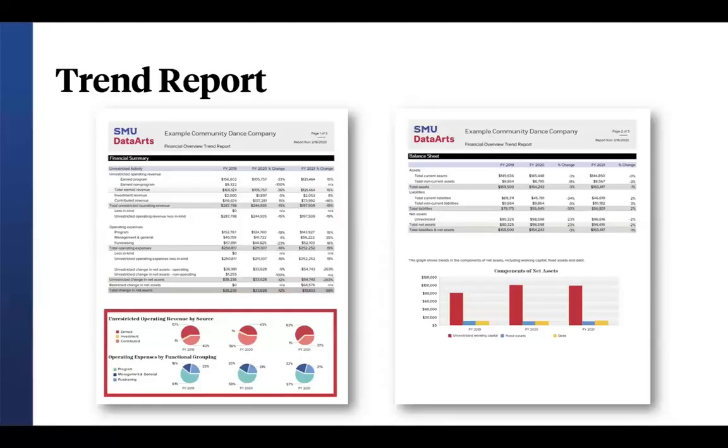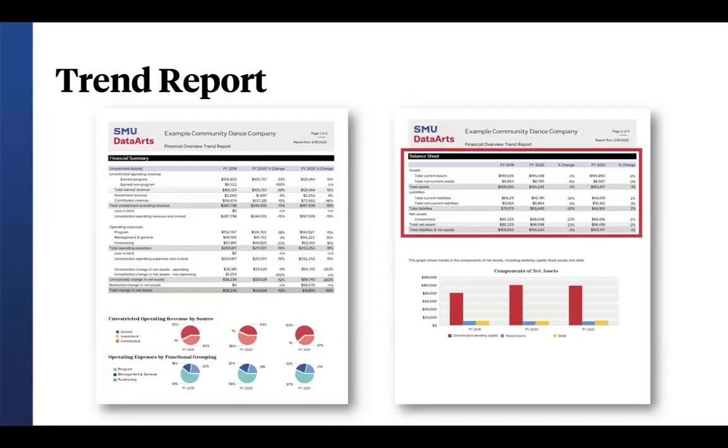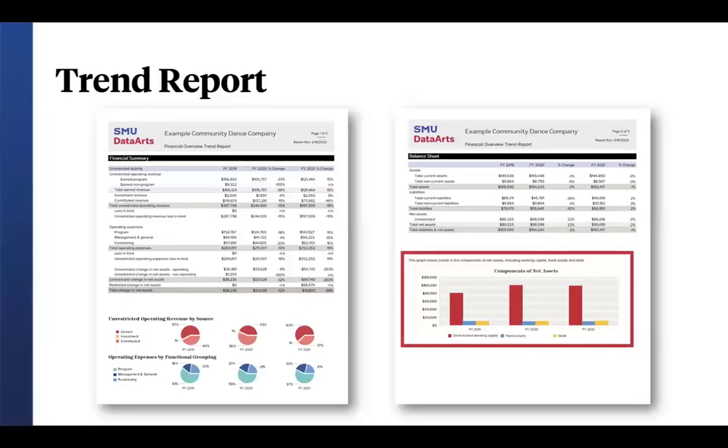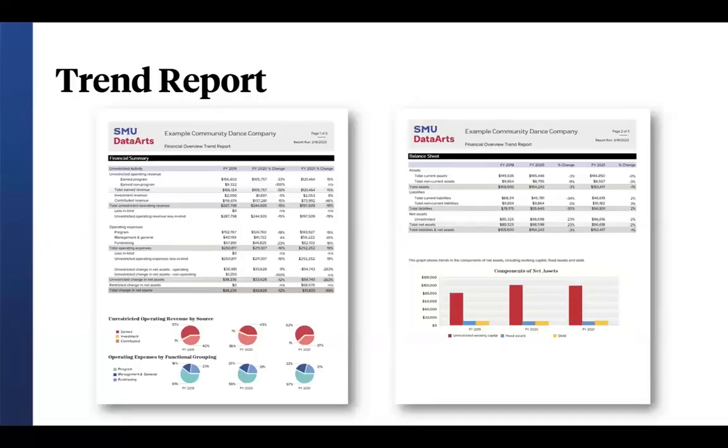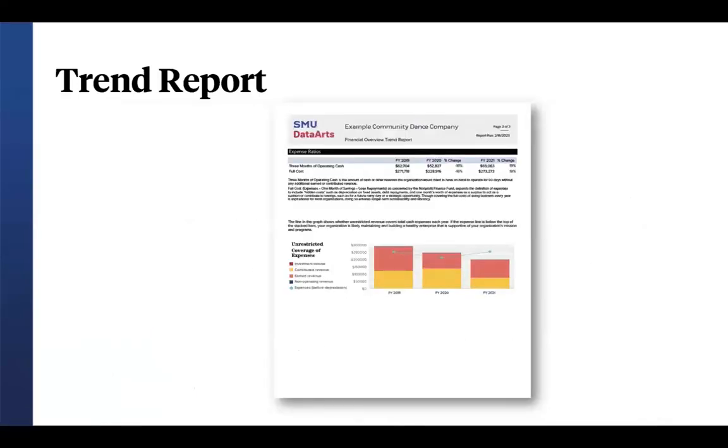There are charts that look at unrestricted operating revenue by source and operating expenses by functional grouping. On the second page, for this organization, they will find their balance sheet data and a graph that highlights the components of net assets. On the final page, you'll find the expense information as well as some metrics.